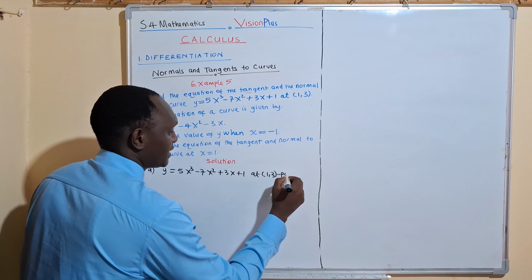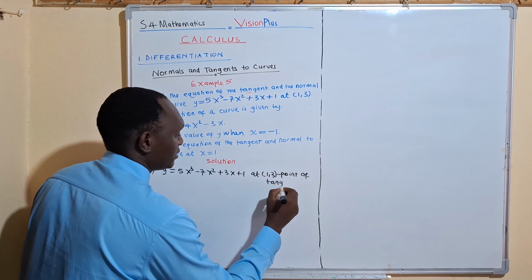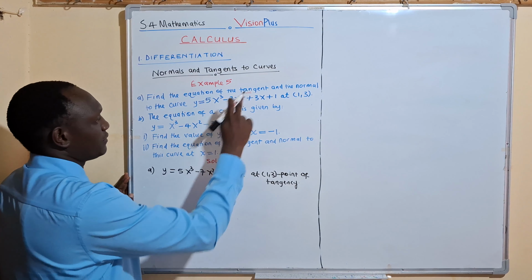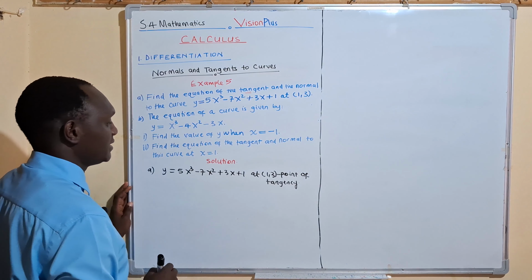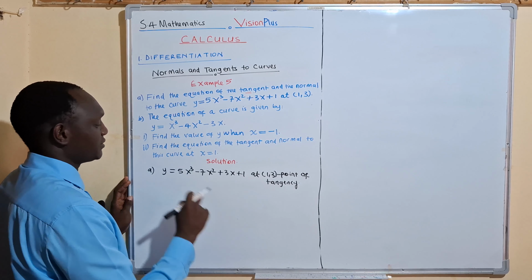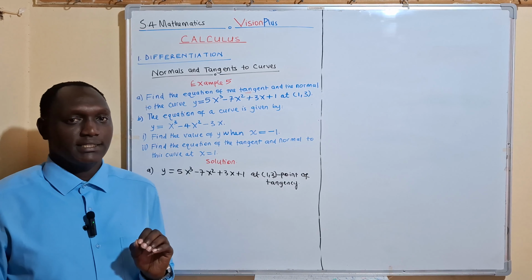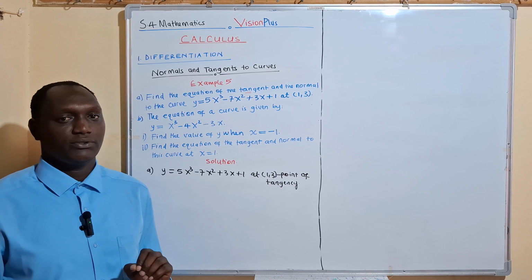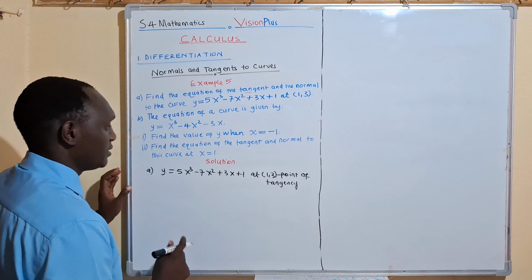This is the point of tangency, which is a common point to the tangent, to the curve, and to the normal. So, to find the equation of the tangent, we need the gradient of the tangent. The gradient of the tangent is the same as the gradient of the curve at the point of tangency. The gradient of the tangent will never be the same as the gradient of the normal at the same point of tangency.